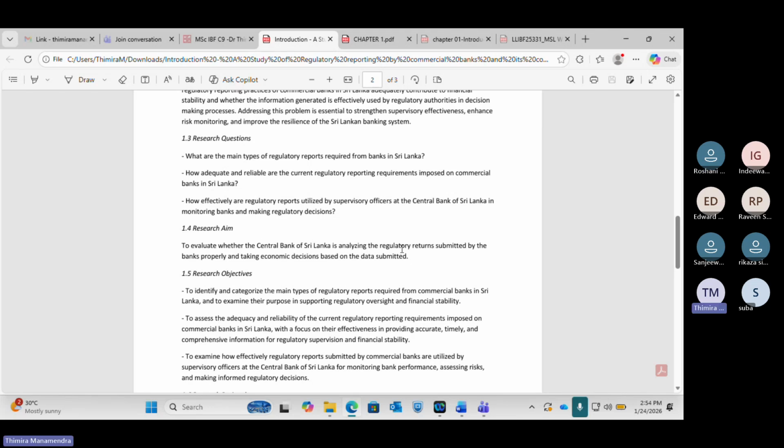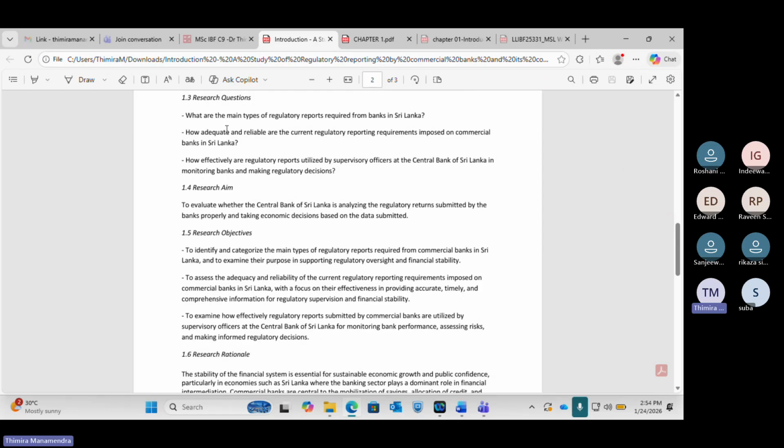So this is what I like. You have shortened it, right? Yes, 1, 2, 3. So what are the main types of regulatory reports required for banks in Sri Lanka? To identify and categorize the main types of regulatory reports required from commercial banks in Sri Lanka and to examine their purpose in supporting regulatory oversight and financial stability.